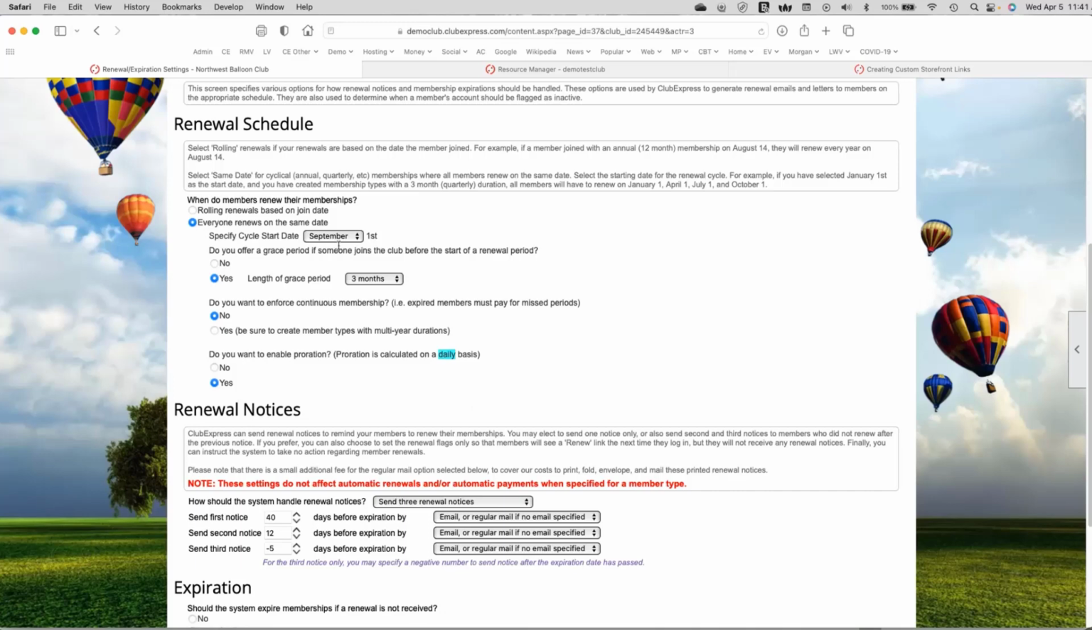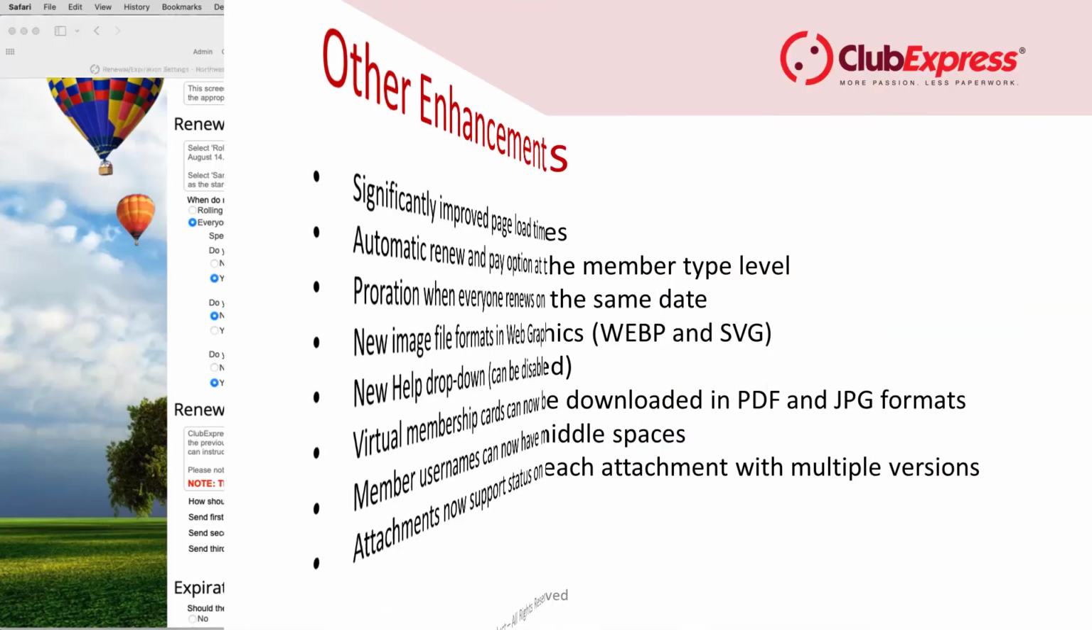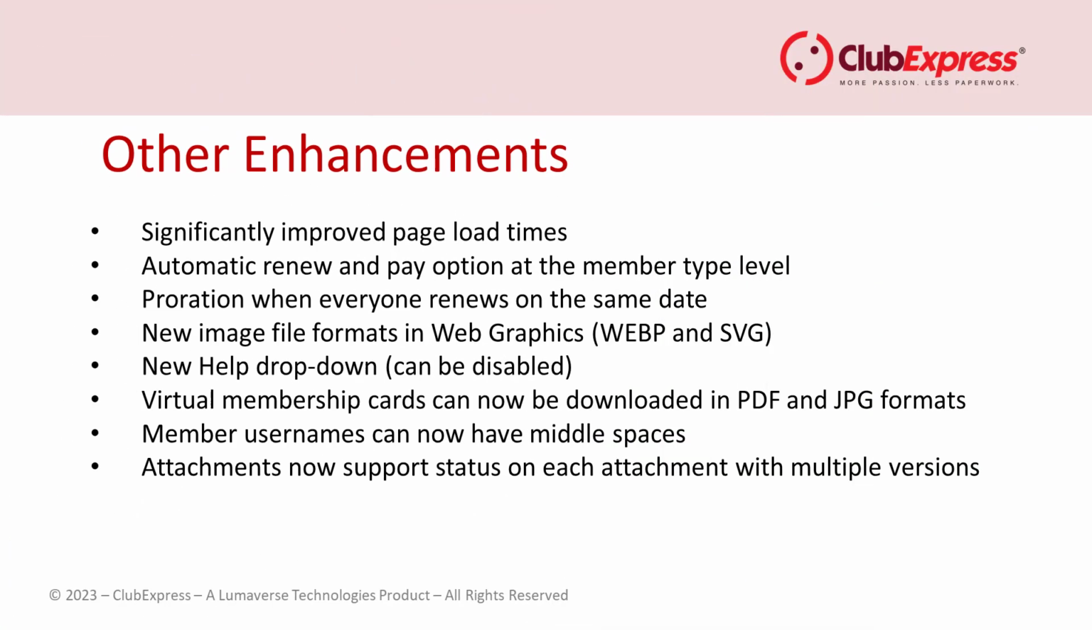And so that proration option is now available. Okay, a couple of new image file formats that we're supporting. In web graphics, you can now upload WEBP and SVG files. Probably a feature that only the techies among you are really interested in.